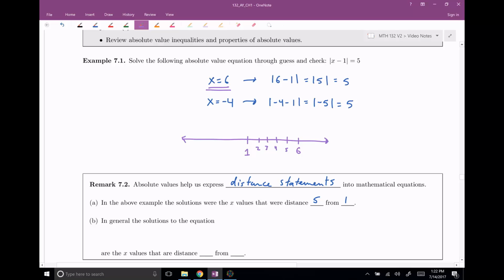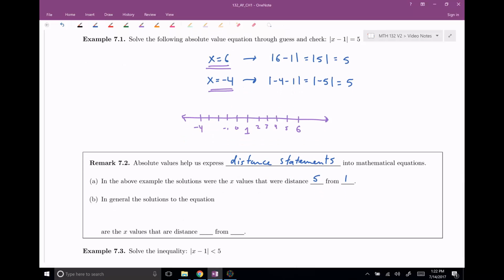Okay, what about in the other direction? If I move 5 units to the left, 1, 2, 3, 4, 5, that would be 0, -1, -2, -3, -4. That was our other solution. So actually, these absolute value equations are telling us something about distance: the solutions to this equation are all of the points that are distance 5 away from the value 1.